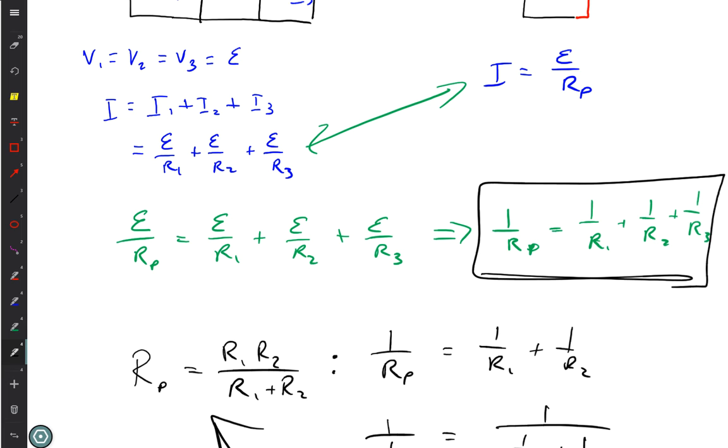So when you have them in parallel, the total resistance is always less than the smallest of all of your resistors. Whereas when you put them in series, the total resistance is always bigger than the biggest of all your resistors. Any other questions?